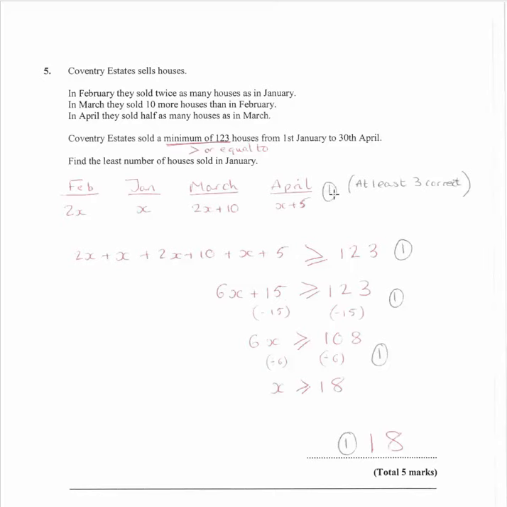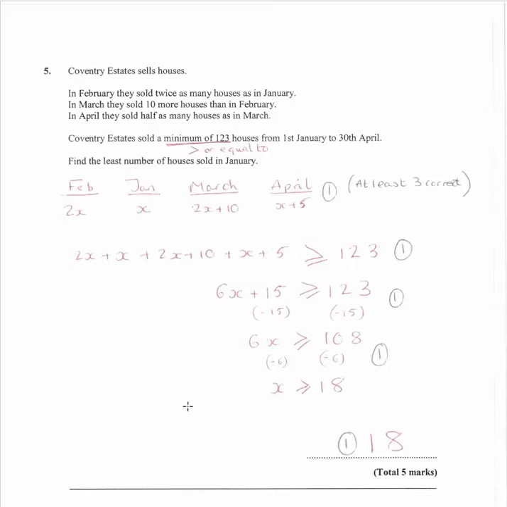Now, what do we know? We know that the total is at least 123, because it says a minimum of 123. So let's find out what that total was. It's going to be 2x, add 2x, add 10, add x, add 5. So this line here is just these added together. And that's got to make at least 123. Once again, a mark for doing that.